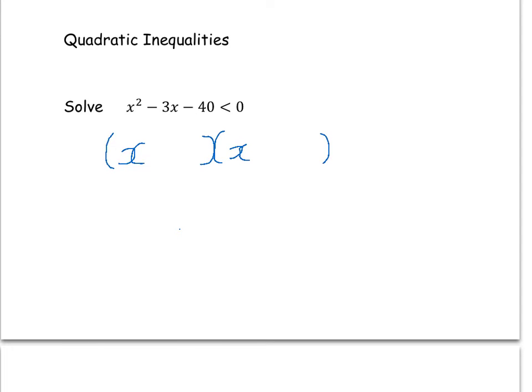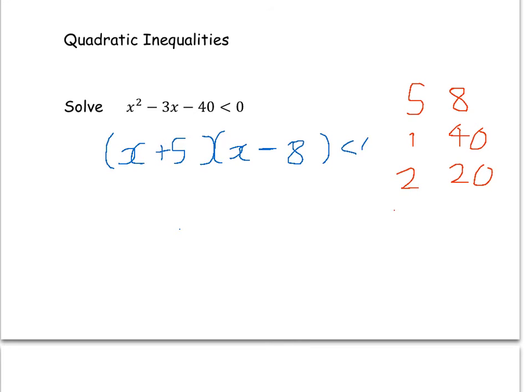Now, because we've got a minus 40, we know that one of them is going to be positive, one's going to be negative. Now, we need to write down the factors of 40. Factors of 40 are 5 and 8, 1 and 40, 2 and 20. Right, and we want to make minus 3. So the only one that works here is 5 take away 8, which is minus 3. So (x + 5)(x - 8) < 0.